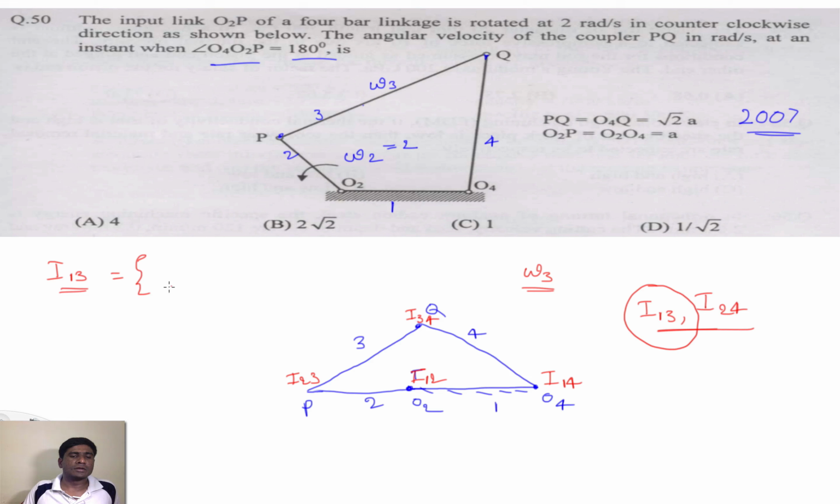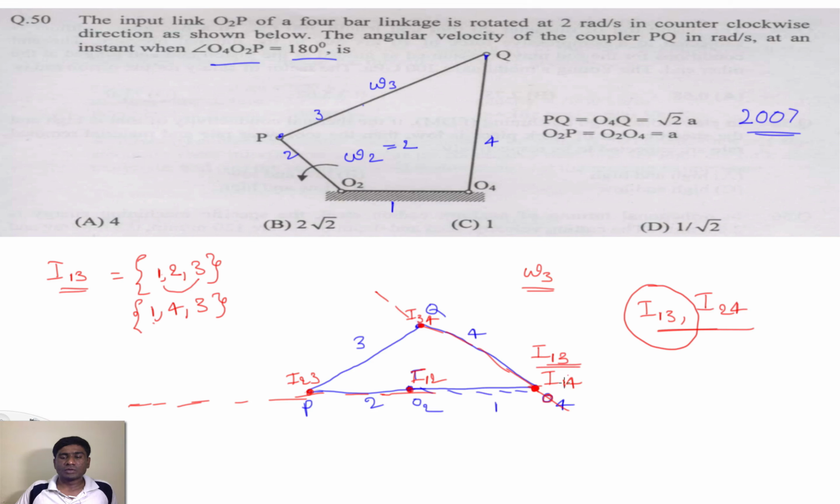So how to identify instantaneous center 1 3? Again we need to consider the link set consisting of links 1, 2, 3. This is 1 2, this is 2 3, so the instantaneous center 1 3 should lie on the line passing through 2 3 and 1 2. And if I take a set consisting of 1, 4, 3, again this is instantaneous center 1 4, and this is instantaneous center 3 4, and the instantaneous center 1 3 should pass through this line. Here these two lines are meeting at this point O4. So this is nothing but instantaneous center 1 3. So in this case instantaneous centers 1 3 and 1 4 coincide.